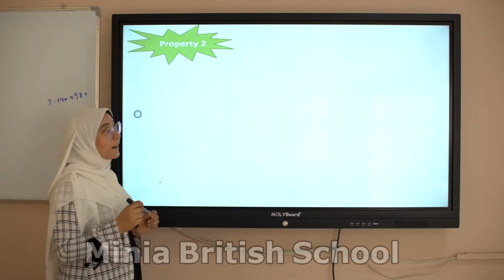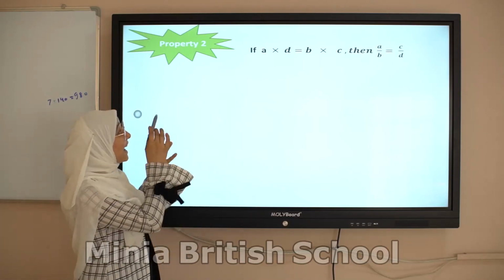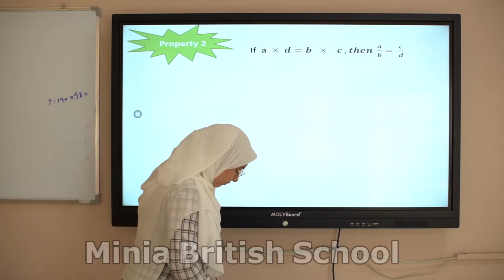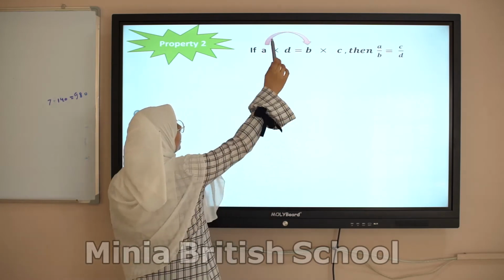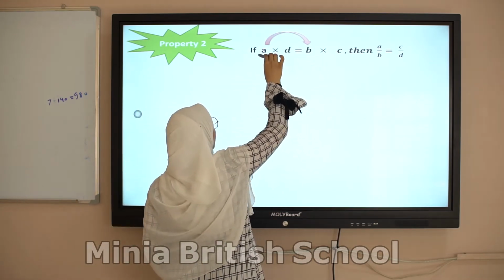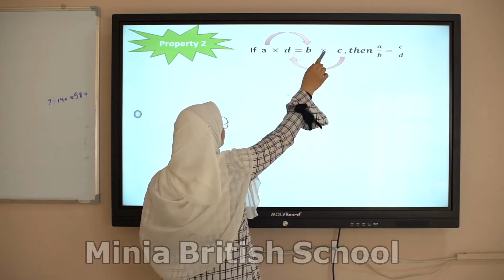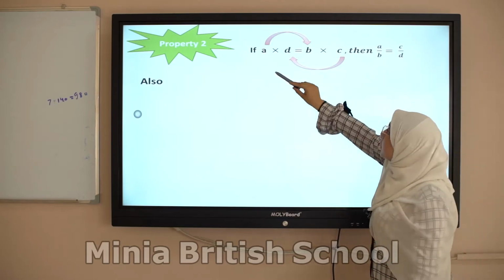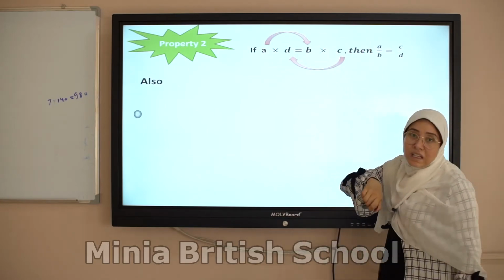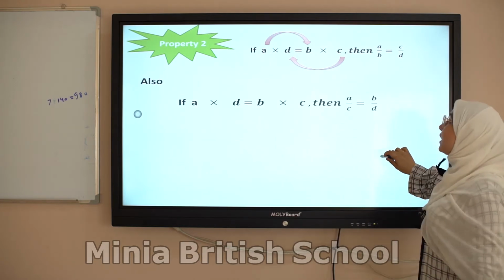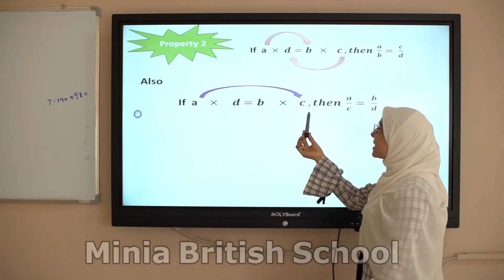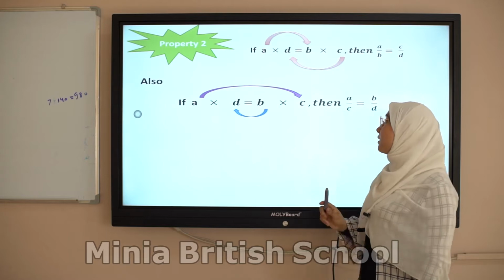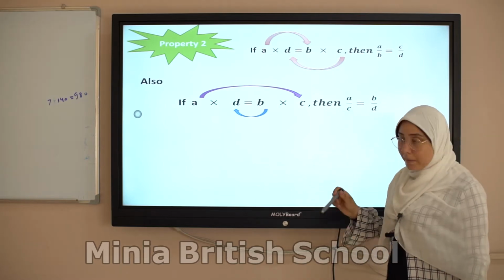Now, the second property talks about what? Here, if a times d equals b times c, okay? Then I mean, you can write a to b equals c to d. Again, a to b equals c to d, okay? Also, you can get what? You can get a to c equals b to d. A to c equals b to d.